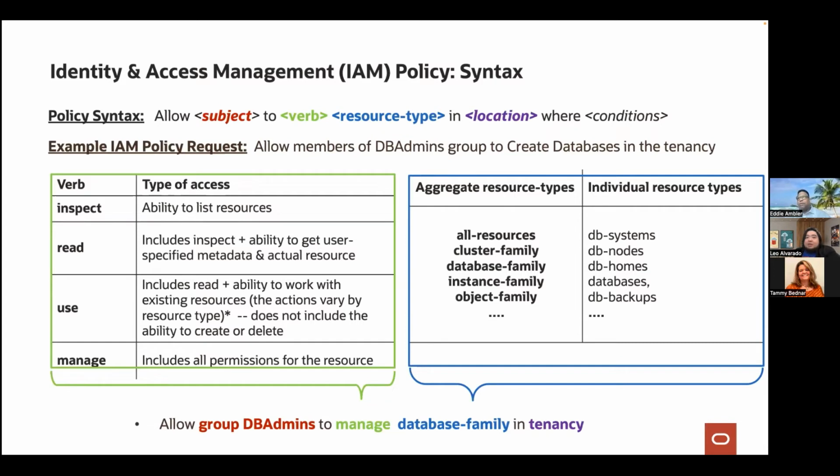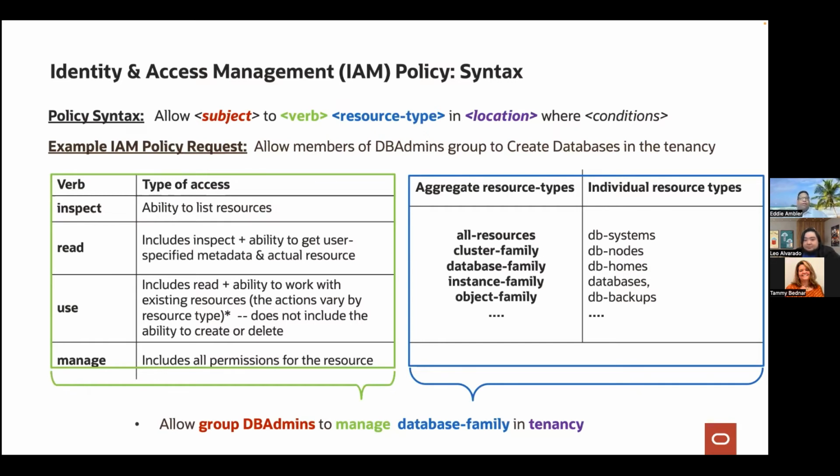Now, in the event that you want to make it granular, you can also add the where clause for you to add fine-grained conditions on how you will be interacting with your cloud resource. So let's take this example. The request here is to allow members of my DBA admins group to create databases in the tenancy. The syntax for that is allow subject, which is my group DBA admins, to verb, which is manage, because I need to have the create access, and then resource type will be database family in the location of my entire tenancy. So in OCI IAM policies, you can mix and match the different verbs with the different resource types.